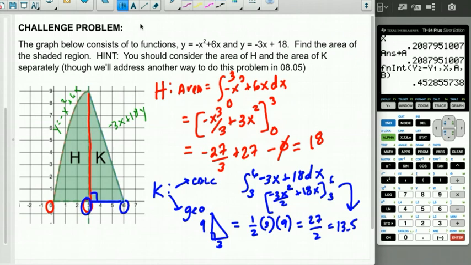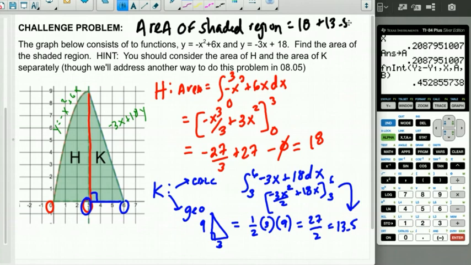That means that the area of this whole thing, the area of the shaded region, is 18 plus that 13.5, so it's 31.5. Great. And again, you could totally use calculus to find the area of K. It just happens that K is a triangle, so in this situation, it's easier not to do that.